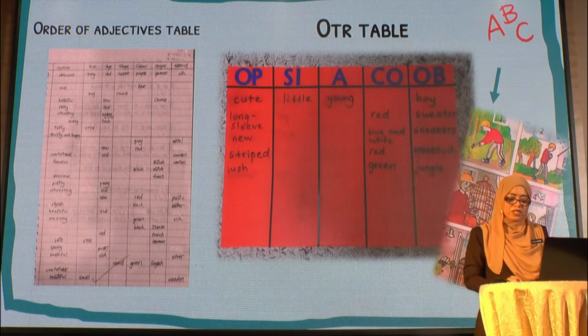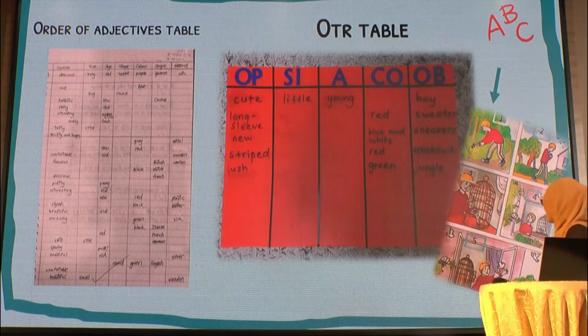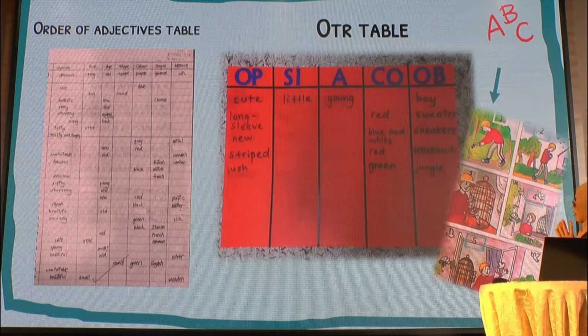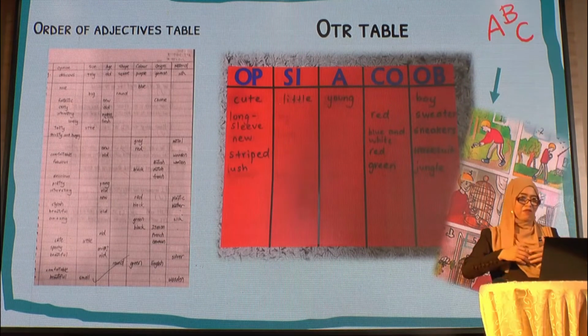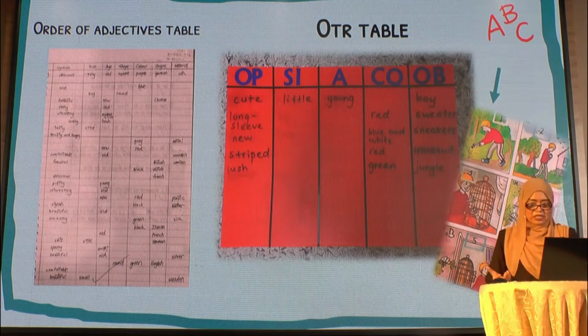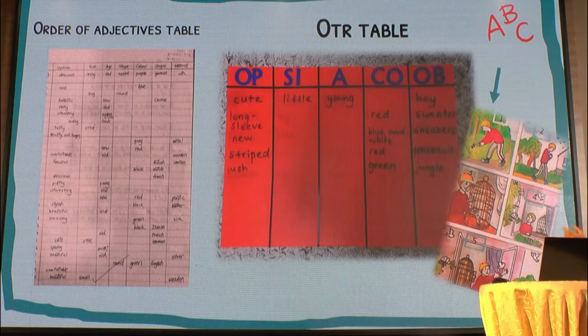Based on the pictures that you can see on the right, for example, we want to describe the boy in the first picture. Under opinion you can write cute, under size, little, and under age, young, and the object is the boy. So now we are describing the noun, the cute little young boy. Now you can see how the sentence has been developed from a short sentence to a more authentic and comprehensive sentence.